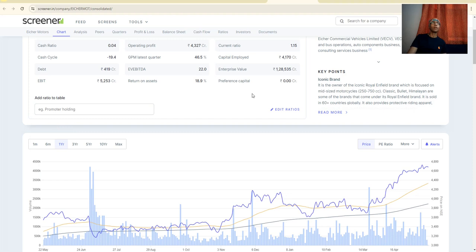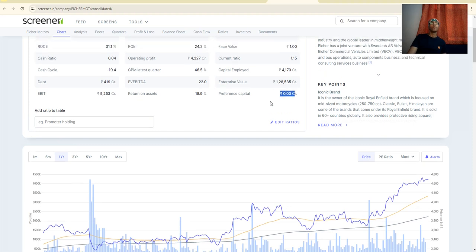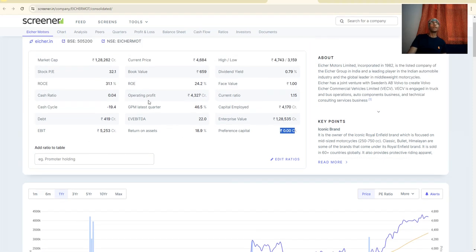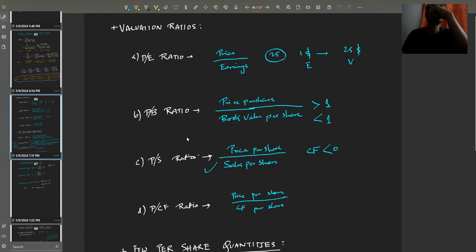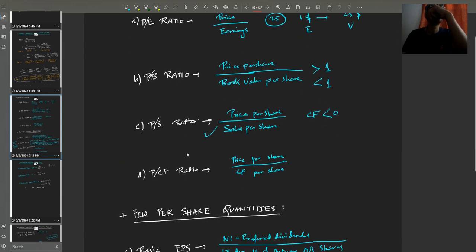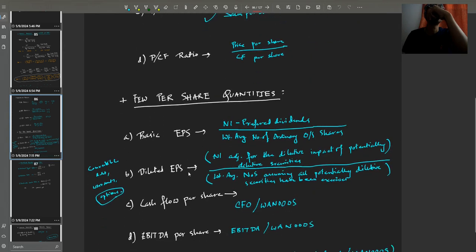Preference capital is 0. So if preference capital is 0, there is no difference between return on equity and return on common equity. It is the same. If they had preferred capital, then we would have considered it differently. I repeat again, preferred capital is 0. So there is no difference between return on equity and return on common equity. They mean the same thing. Now we'll get into the valuation ratios: PB ratio, PE ratio, PS ratio, PCF ratio.